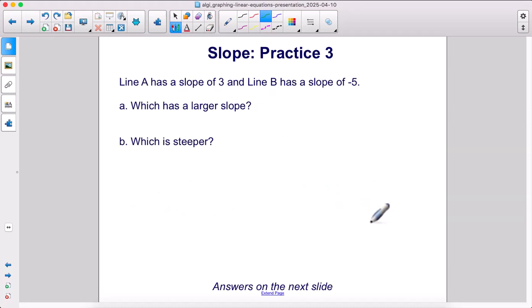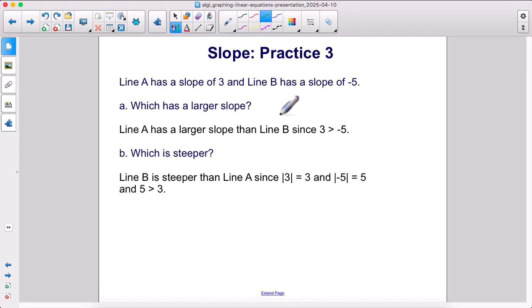Line A has a slope of 3, and line B has a slope of negative 5. Which has a larger slope? Which is steeper? Line A has a larger slope because 3 is a bigger number than negative 5. However, line B is steeper than line A since when we take the absolute values of the slopes, we see that 5 is bigger than 3.